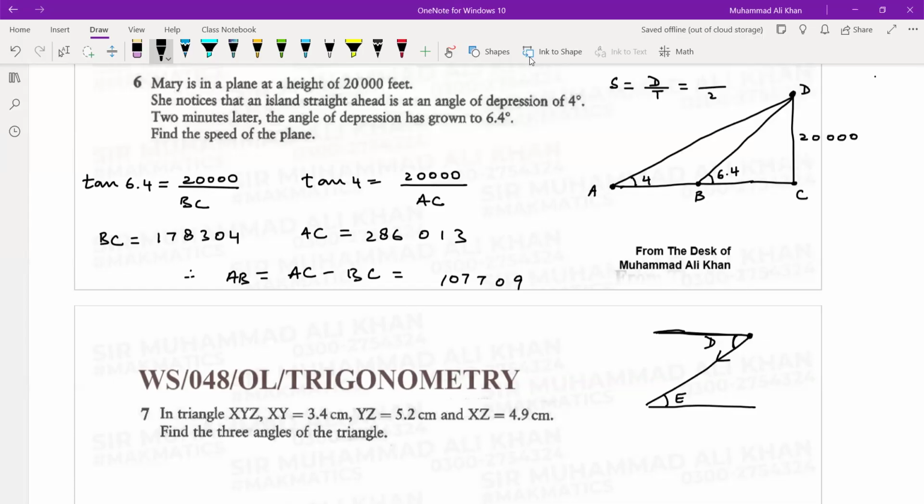After that we have to calculate the speed. Distance is 107709 divided by 2. What is the answer? 538.55. This is the speed of the plane, and the speed is in units per minute. This is the unit for the speed, right?